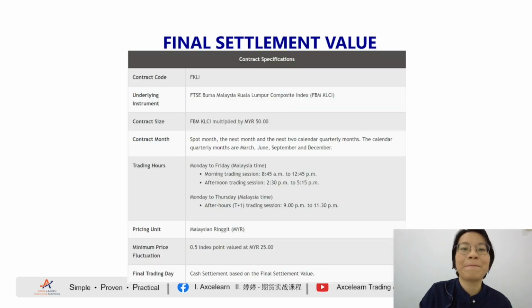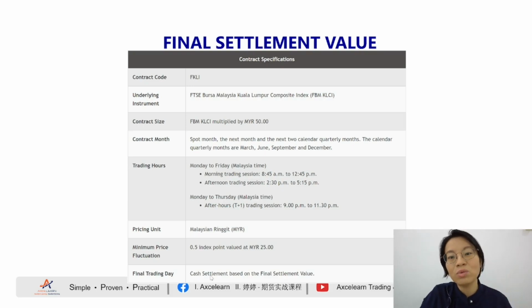Now let's see. If you look at your contract specification, look at, for example, the last part, final trading day. On the final trading day, this FKLI is based on cash settlement. So there are two keywords. One is cash settlement, and this cash settlement is based on final settlement value. So one is cash settlement, meaning you pay by cash or you receive by cash. That's it.